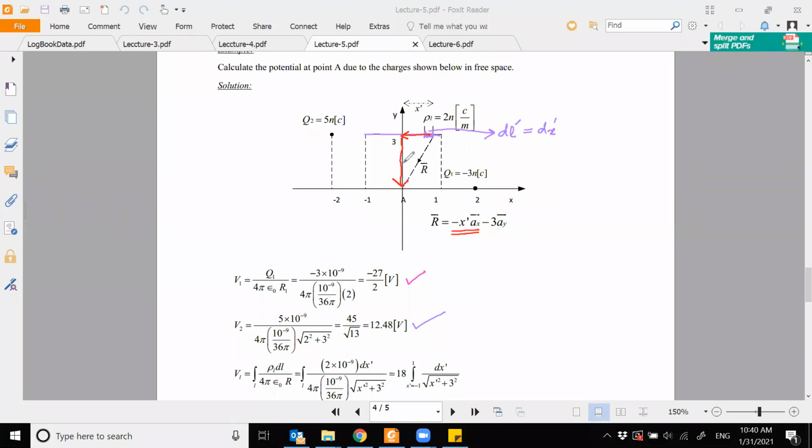And now what is this length? This length is 3. But I'm again going in the opposite direction of my ay, because my y is upwards. So my unit vector ay is upwards, but I'm going in the opposite direction. That's why it is minus 3 ay. So once we get the r vector, what will be the magnitude of this r? It will be root of x dash square, since minus x dash square is just x dash square, plus 3 square, which is 9.